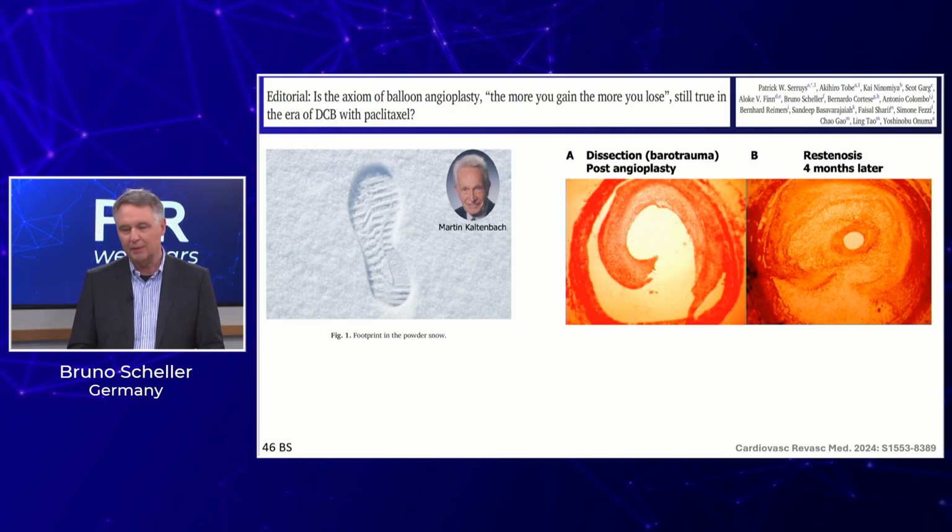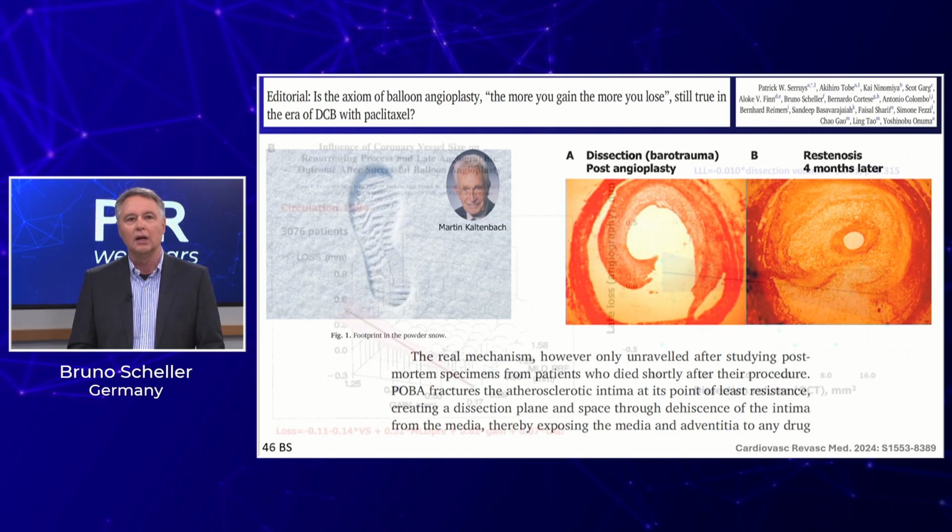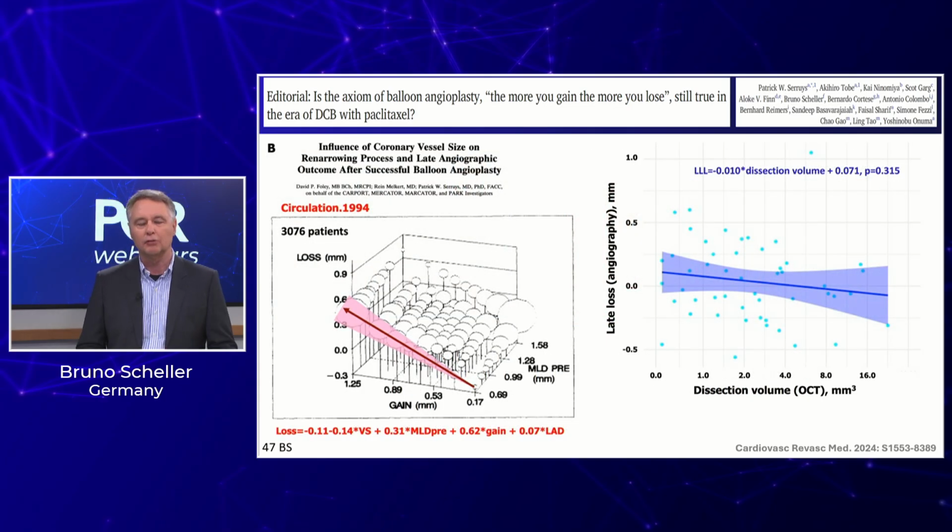but finally to accept dissections. And one of the lessons that was learned in the early days of angioplasty was that with POBA, if you are more aggressive, you have to pay a price for it because the trauma is much more, and this creates more healing of the artery, and this led to the old axiom that the more you gain, the more you lose.